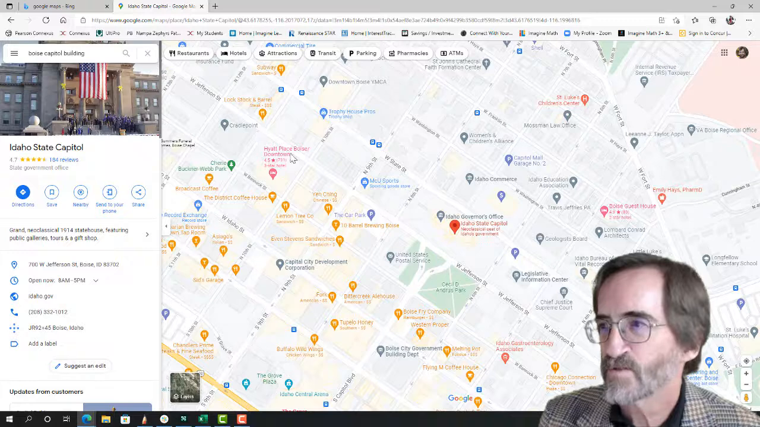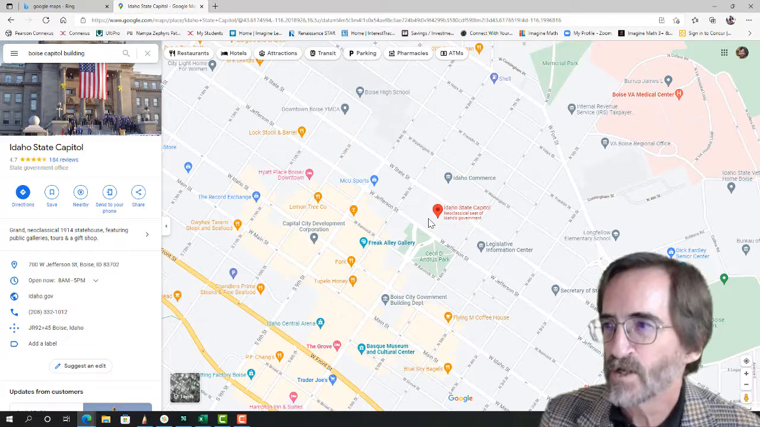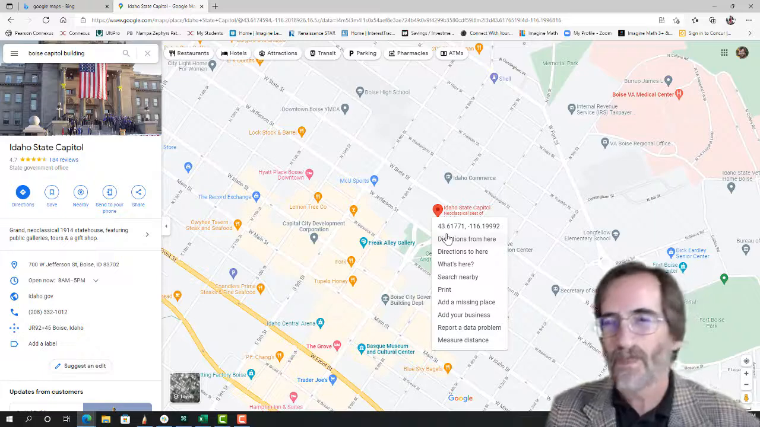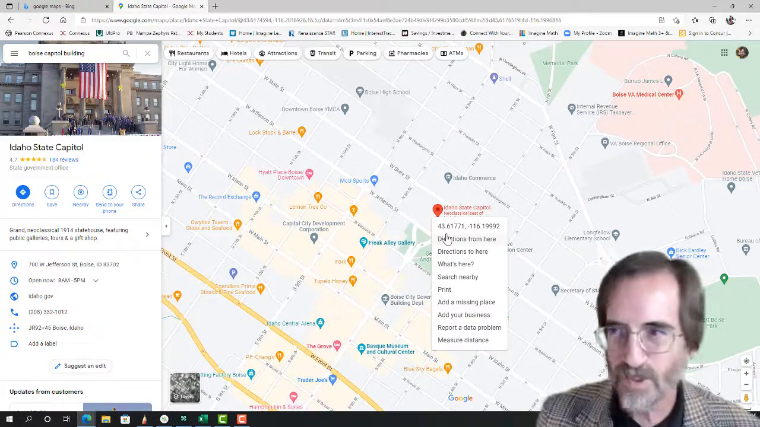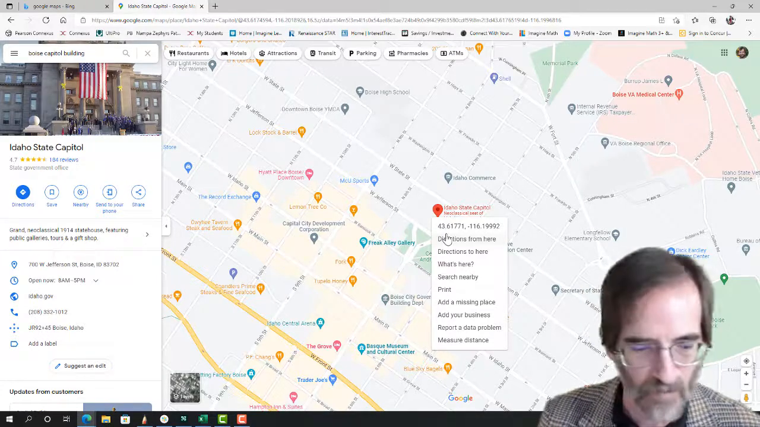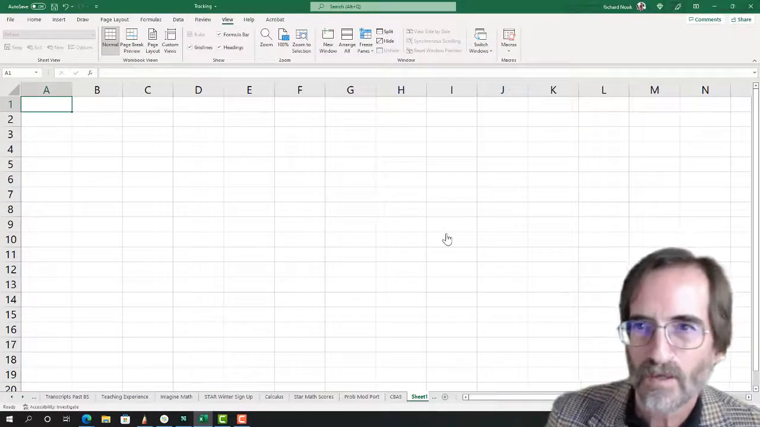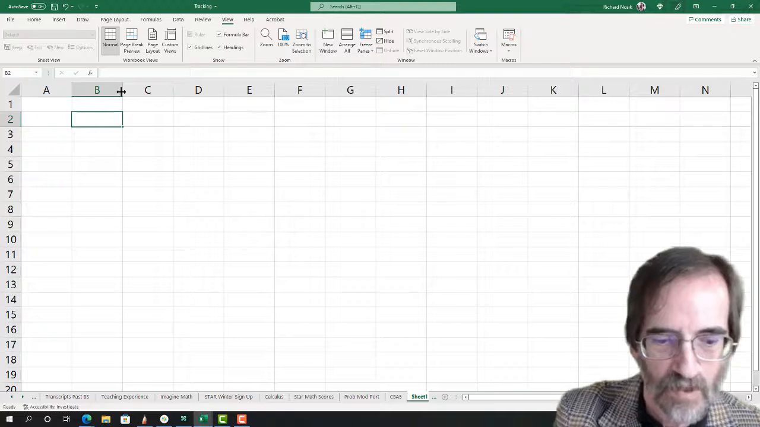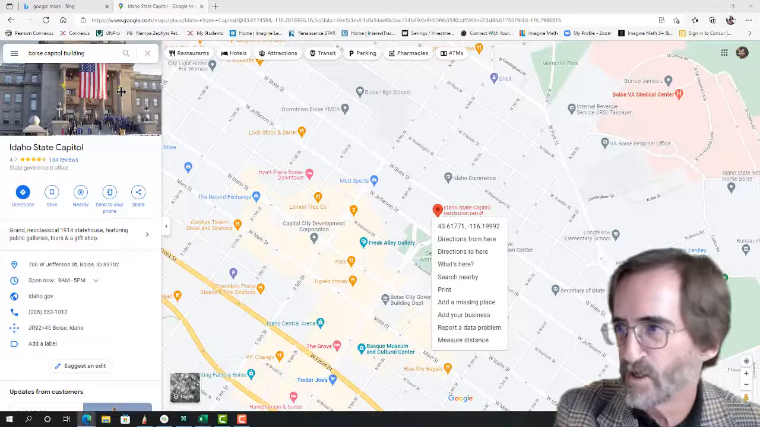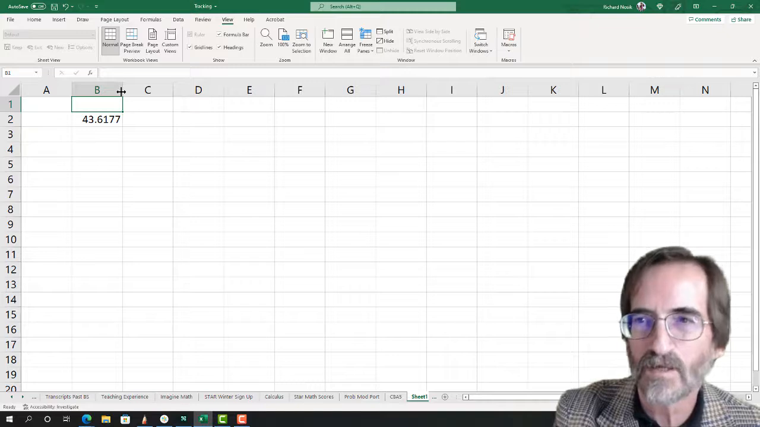And the cool thing is once you have, and we'll zoom out here a little bit, there's the Capitol building, right? Once you have a location, you can right-click somewhere on the map, and it's got the GPS coordinates right there. Isn't that cool? So there we go. We got our GPS coordinates. So 43.61771. Make sure I got that right. 43.61771. Okay, that is the latitude.